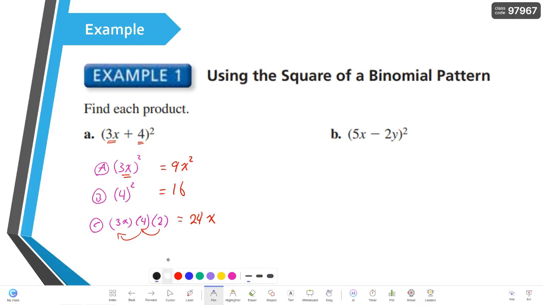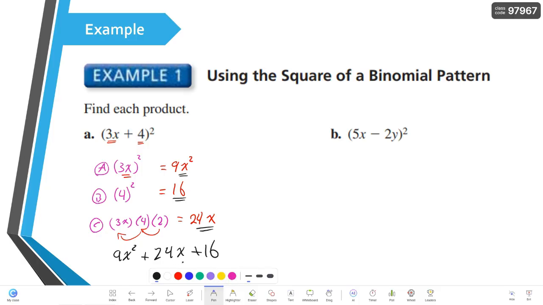And finally, you need to write your answer by writing the first product, which is 9x squared, and then writing this one, which is 24x, the term in the middle. And finally, we need to write the last number, or the constant, which is 16. And as I mentioned before, the product of this has a special name: a perfect square.